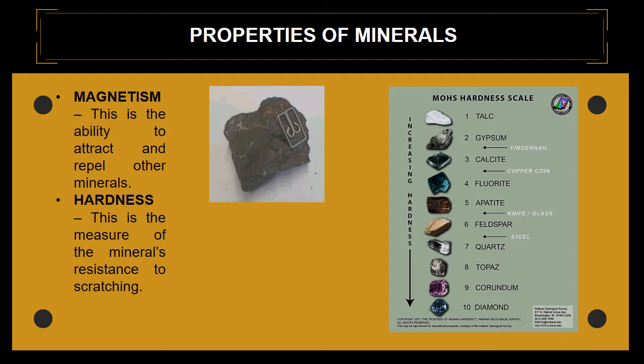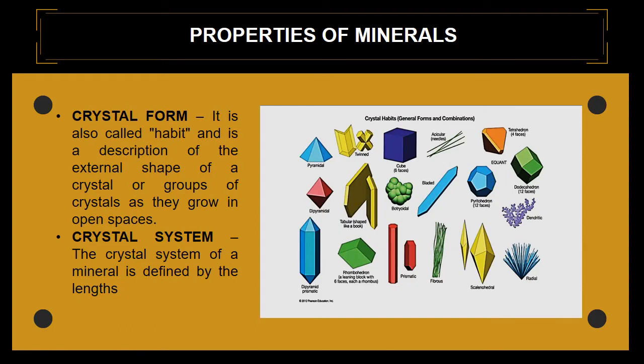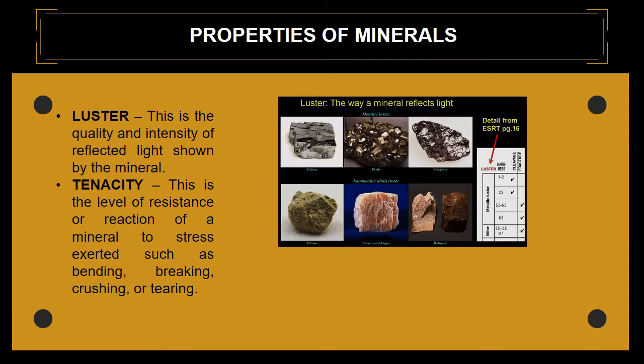So, number 6, we have the feldspar. So, from feldspar to talc, they are scratchable by steel. So, next we have the quartz. Number 8, we have the topaz. Number 9, the corundum. And number 10, the most, sabihin natin, kilala, o pinakakilalang matigas na mineral, which is the diamond. So, number 10 yung diamond.